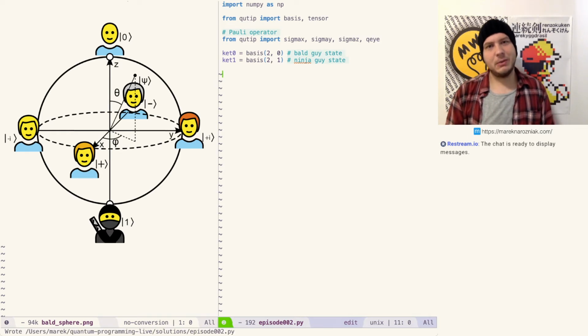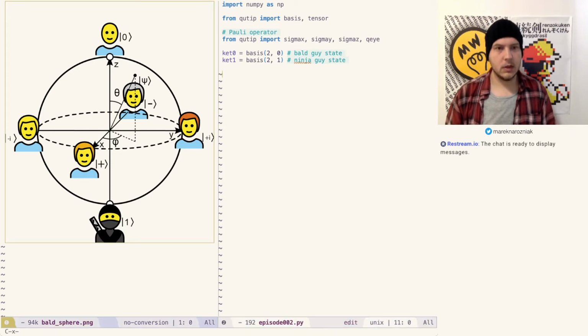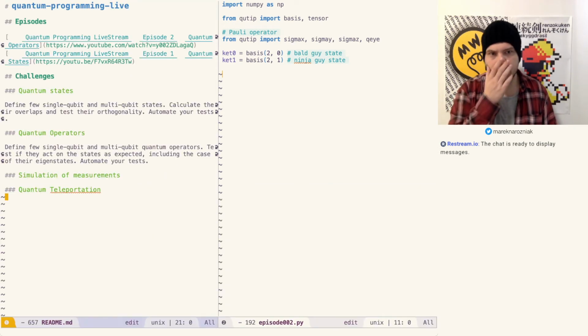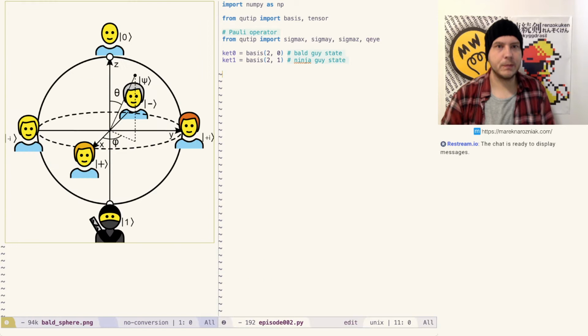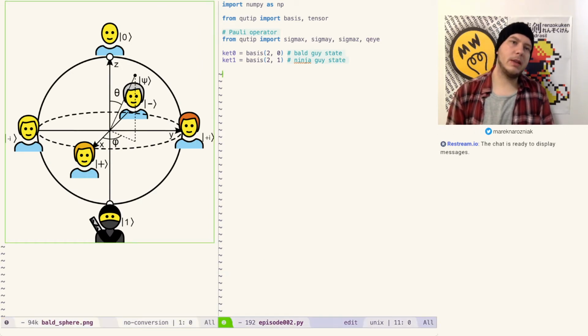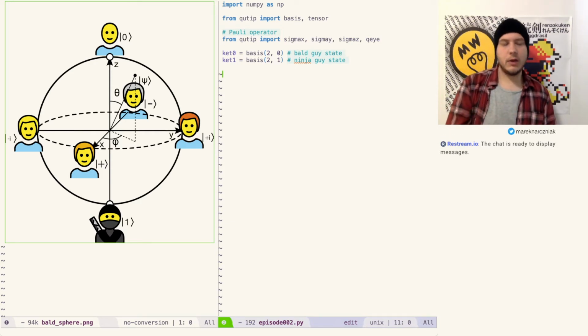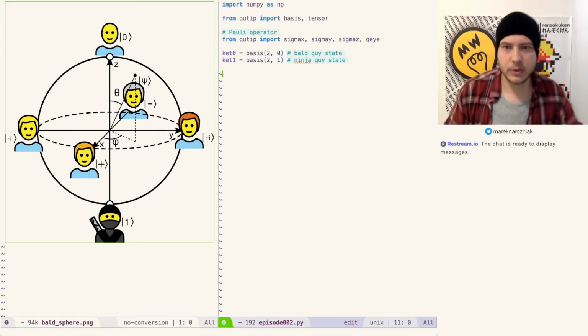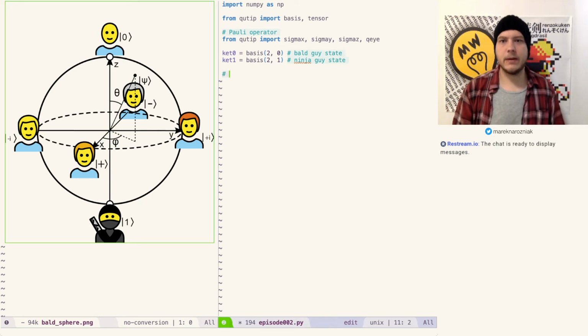Okay, so what do we want to do here? Let me pull up this. Test if they act on the states as expected, including the case of the eigenstates. Okay, so let's get back to the Bloch sphere. The bald guy is the eigenstate of the sigma z operator. From the previous episode, we know how to calculate the overlap, so we can test it using the overlap.